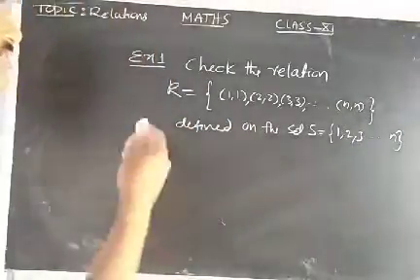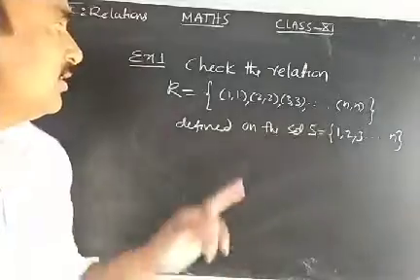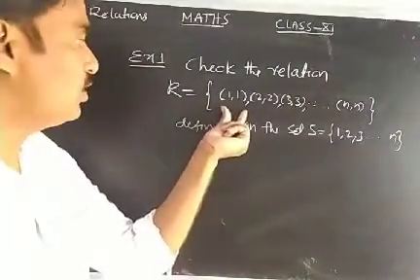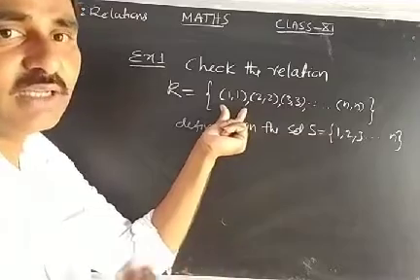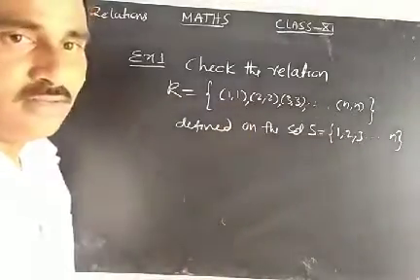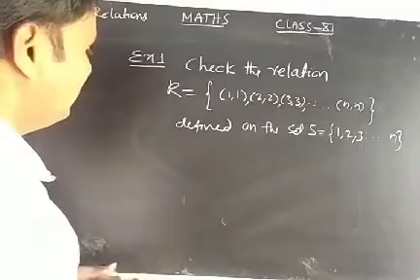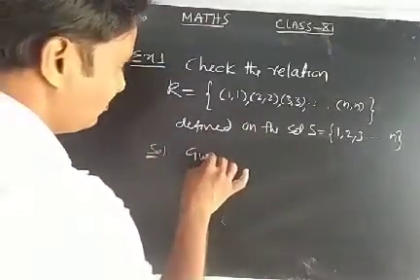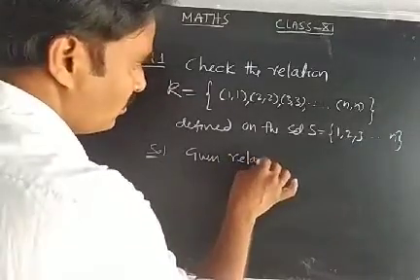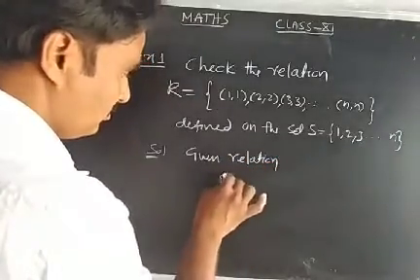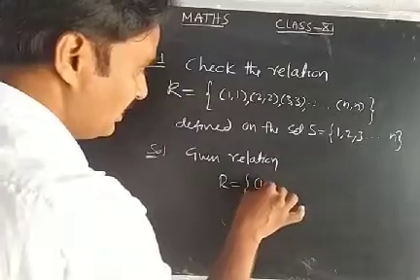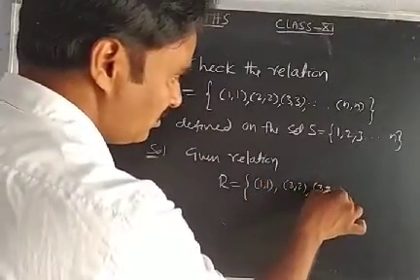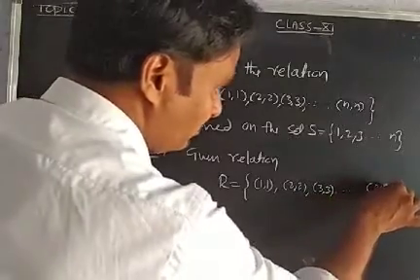Okay. Now this is the relation. It is defined on S. Check the relation means, we are going to check whether this relation is reflexive, symmetric, or transitive. Okay, right. Let us check. Solution. Given relation R contains (1, 1), (2, 2), (3, 3), and so on, (n, n).